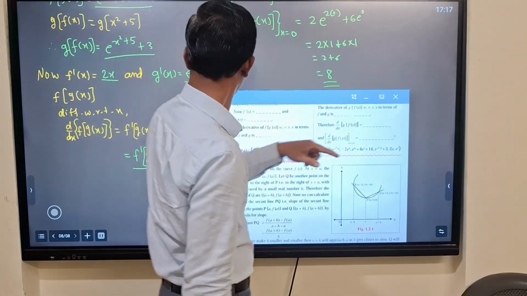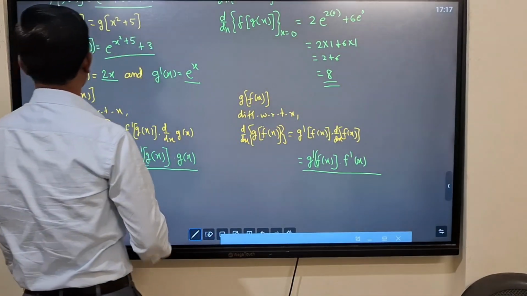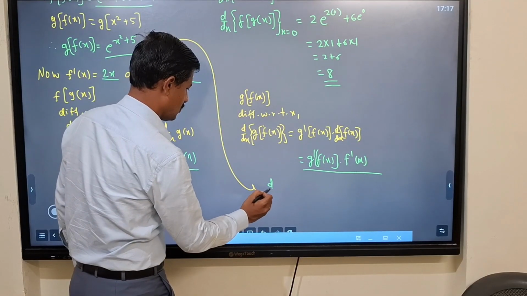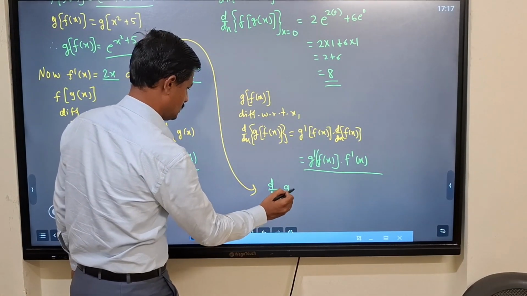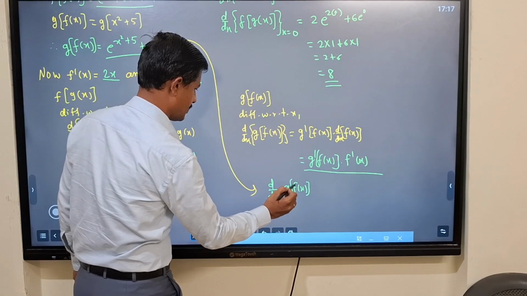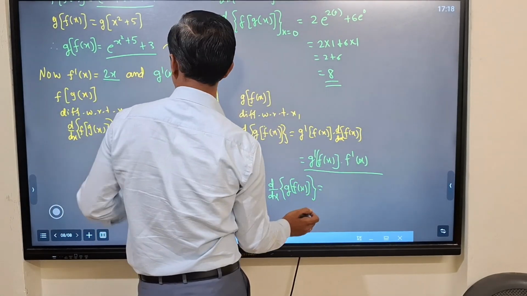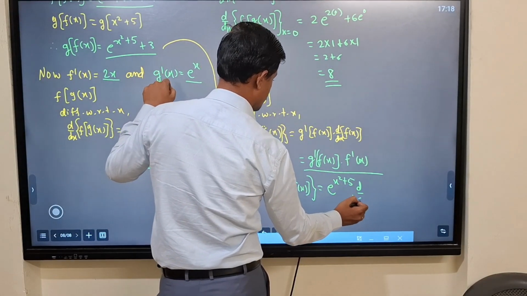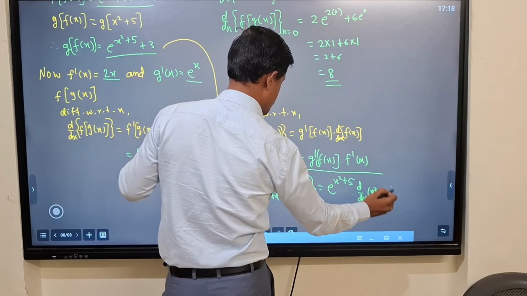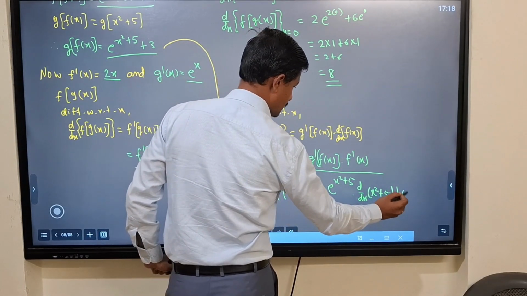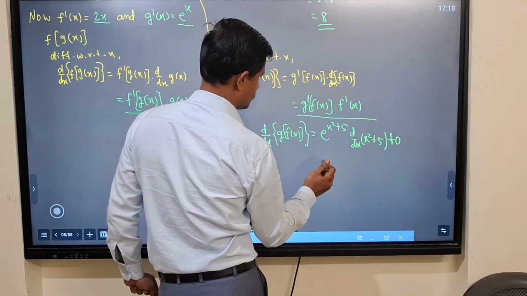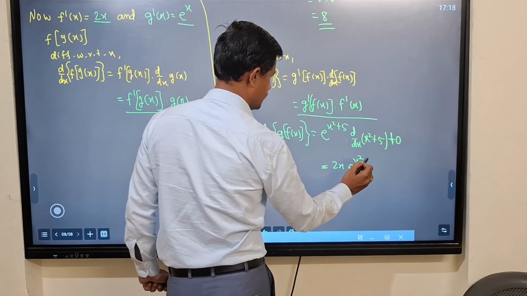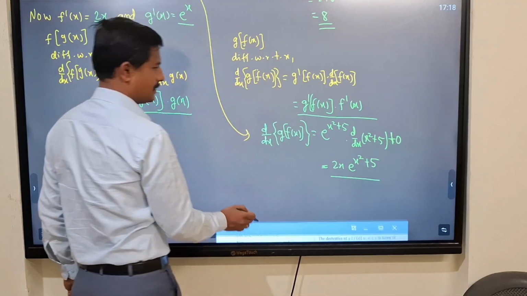Now differentiation of g of f of x. Here we have to find out differentiation of this quantity. So d dx of g of f of x is equal to, differentiation of this is what, e raised to x square plus 5 d dx of x square plus 5, and differentiation of 3 is 0. This becomes, the differentiation of x square is 2x, 5 is 0, so 2x e raised to x square plus 5. This is your next empty place.